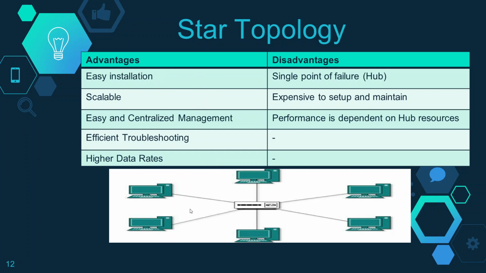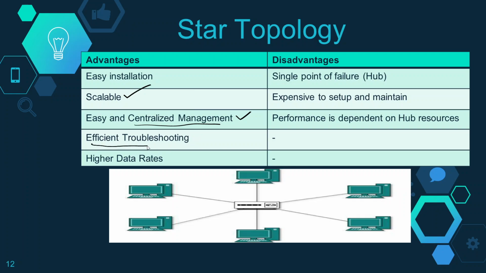The advantages are that it's easy to install. Again, we have a central device such as a hub or switch, and we can connect all the computers through its ports using the cable. It is easily scalable. We can connect as many nodes as we want to the hub or to the switch. If we run out of ports, we can add another switch or another hub. It also has easy and centralized management, because it's all done through the central hub.